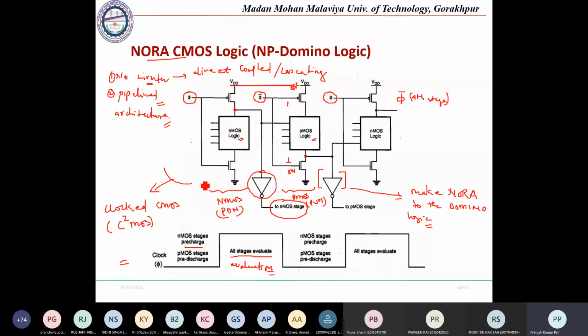Okay. So why is it so? Because in CMOS there were complemented structures. The NMOS logic and PMOS logic were working in complemented versions. But here the complemented form is there, but it is complemented with the clock. That's why this Nora CMOS structure is considered to be a clocked CMOS structure. Okay, clocked CMOS logic.